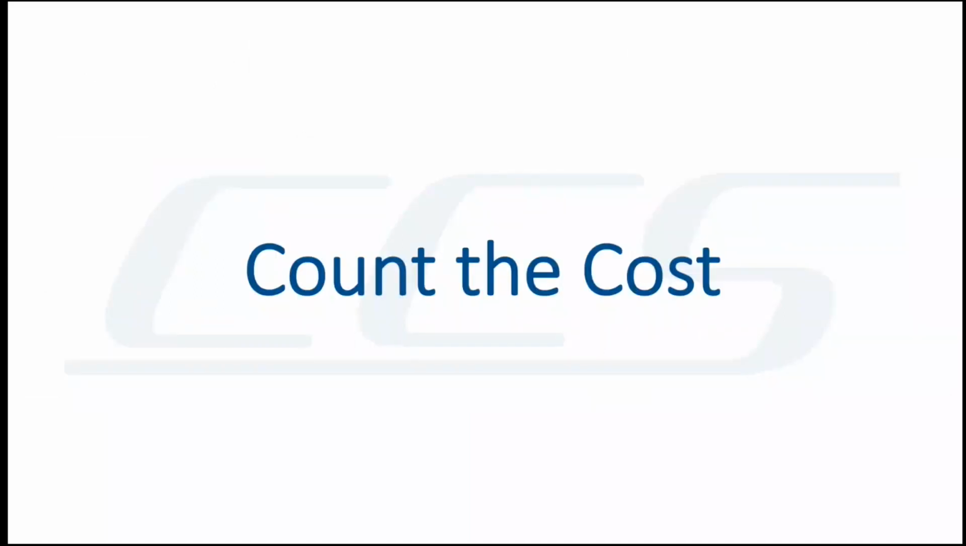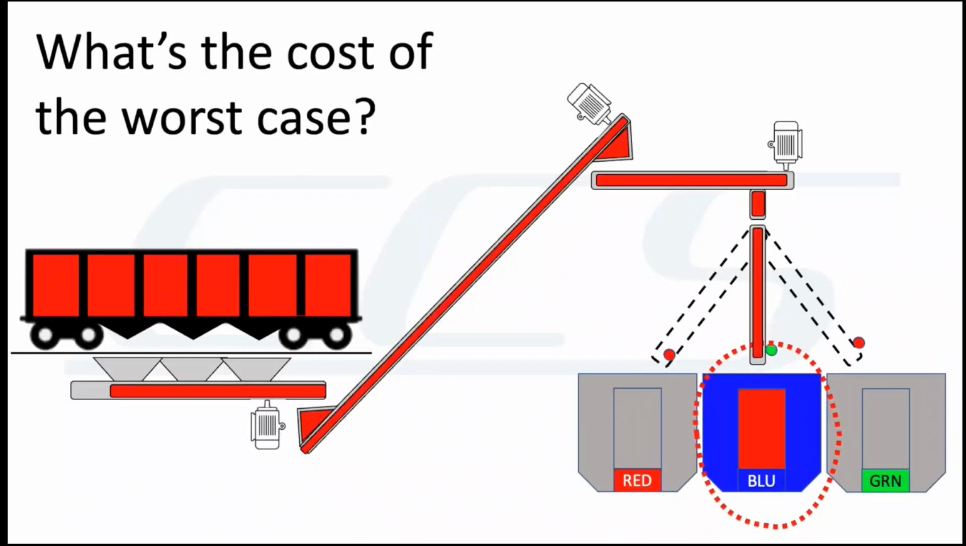What is the cost of unloading a rail car into the wrong destination? Let's go back to our example here. What's the cost of putting the red pellets in the blue hopper? Well, it could be pretty bad. If we unloaded the entire rail car into the wrong hopper and mixed the product, we've already wasted a whole rail car full of product. That could be hundreds of thousands of pounds worth of product. Now we need another rail car full of product.